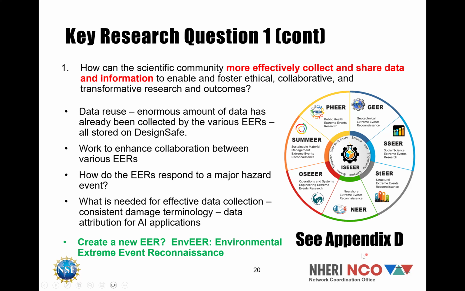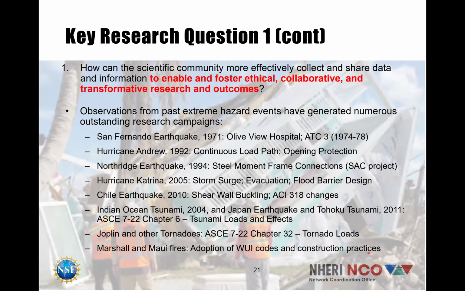Now, each of these EARs also has a one-page expanded explanation back in the appendix, but it's pretty clear what they do. But you can take a look at Appendix D. And then finally, on that issue, having collected all that data, how do we enable and foster ethical, collaborative, and transformative research and outcomes? I'm not going to touch on the ethical here, we'll touch on it later, but the collaborative and transformative research and the outcomes of that research coming from historical hazard events is phenomenal.